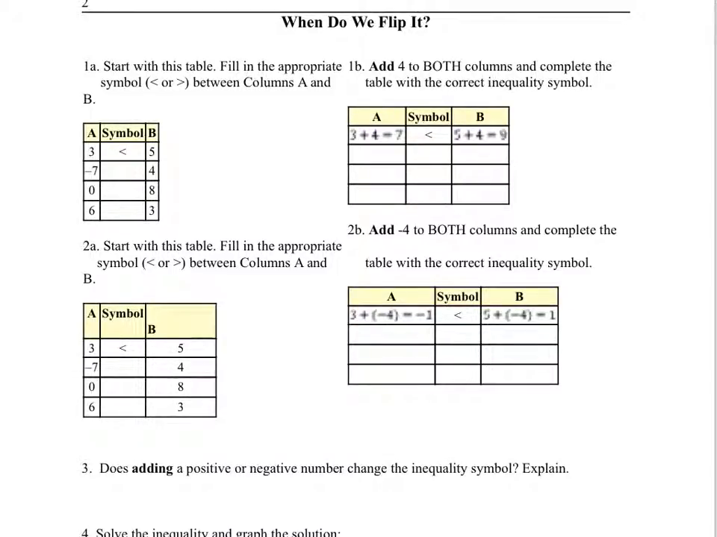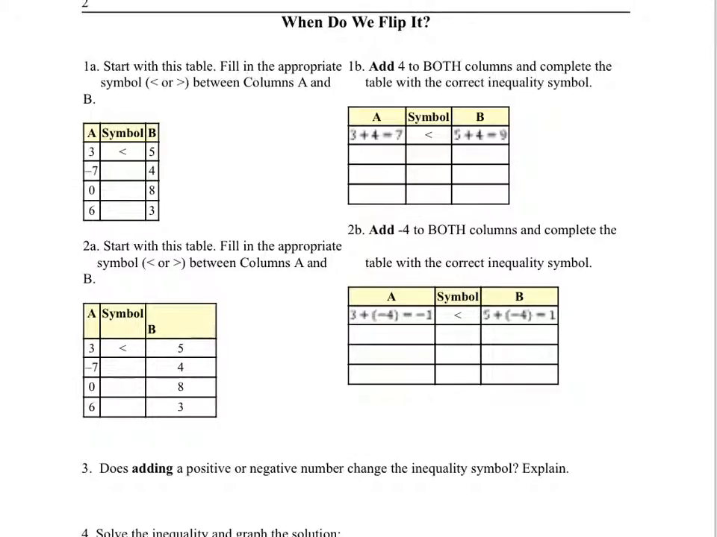Okay, so for this worksheet, it is titled, When Do We Flip It? For this first side, it says, start with this table and fill in the appropriate symbol, less than or greater than, between columns A and B. So we're going to compare columns A and B, and we're going to fill in the less than or greater than symbol. And the first one is done for us.